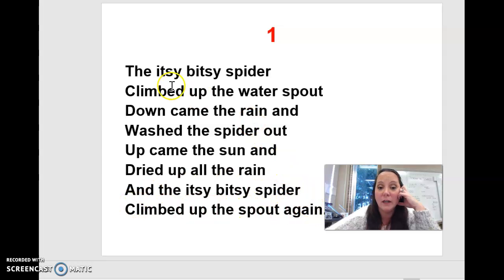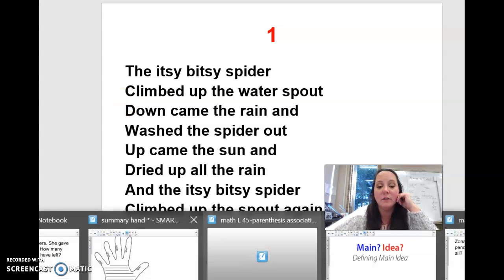The who in this story is the itsy bitsy spider. What did he do? He climbed up the water spout. When the rain came and washed him out, where was he at? In the water spout. And why was he doing this? So that he could get up the water spout. So that is our summary of our nursery rhyme, The Itsy Bitsy Spider.